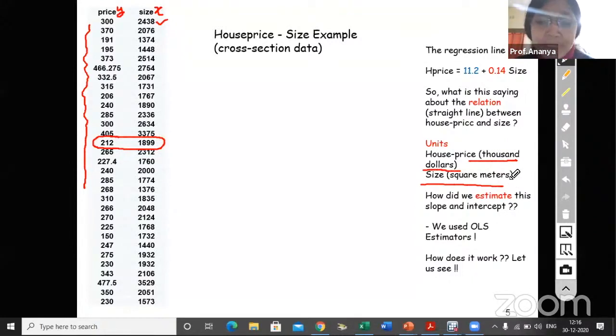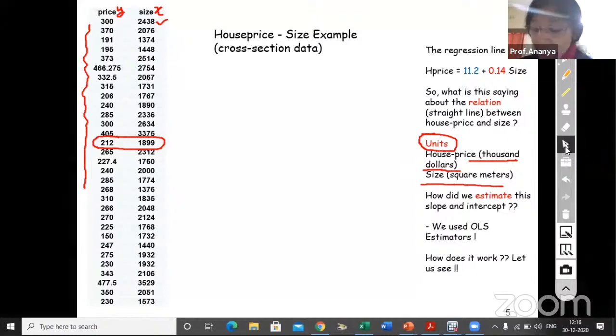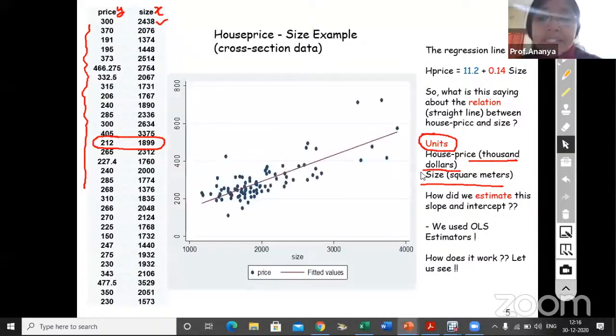And what I want to point out right here is whenever you're looking at any data, it is very important to look at the units in which the data is measured. So what are we going to do now? We'll see that if we use OLS regression and we estimate a straight line relation between these two, then what's going to happen is we're going to get a straight line, as you can see on my screen right now. So what you see are two things.